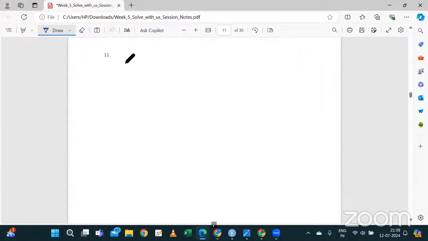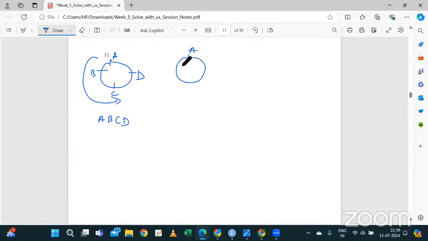For example, let me clarify. Suppose this is A, then B, C, D. If you view it this way, you will get A, B, C, D. Suppose it's A, D, B, C, and you are observing it like this, then you will get A, D, B, C, right? So are this arrangement and this arrangement the same or different? They are different, because that's what I'm trying to explain here.